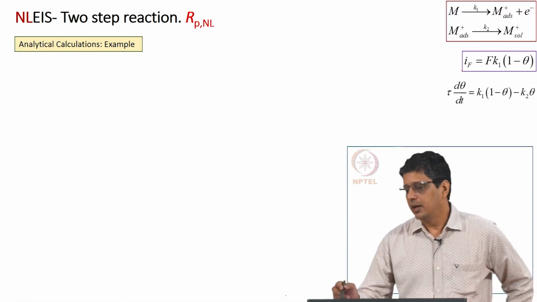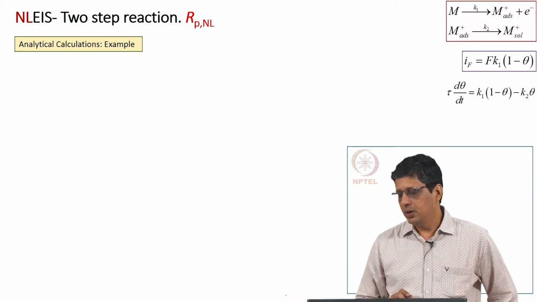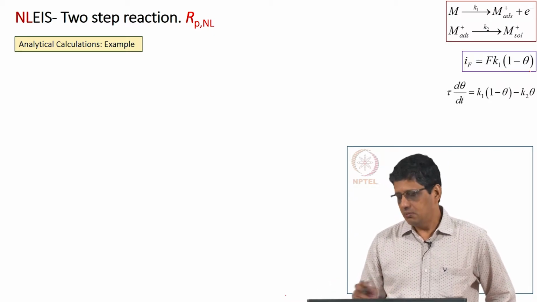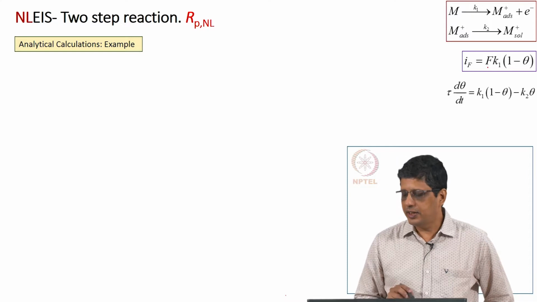Now, I have an expression IF is given as F K1 1 minus theta. At very low frequencies it is still valid, just that I have to replace the K1 with K1 DC, theta with theta SS, and IF with IF DC.